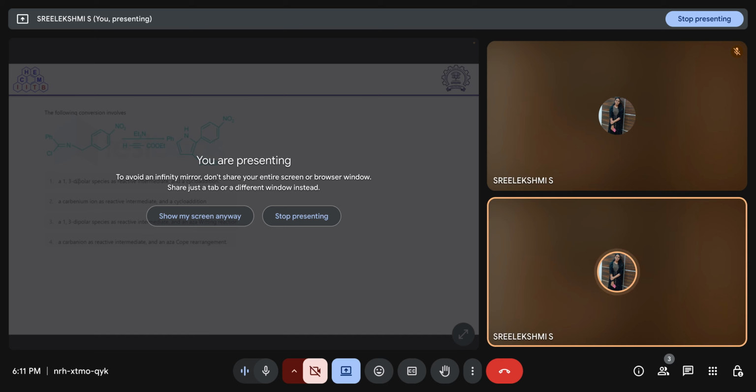So first option is a 1,3 dipolar species as reactive intermediate and a cycloaddition. Second option is a carbenium ion as reactive intermediate and a cycloaddition. Third option is a 1,3 dipolar species as reactive intermediate and an aza-Cope reaction. Fourth option, a carbanion as reactive intermediate and an aza-Cope rearrangement.